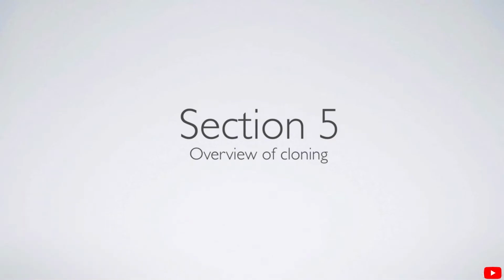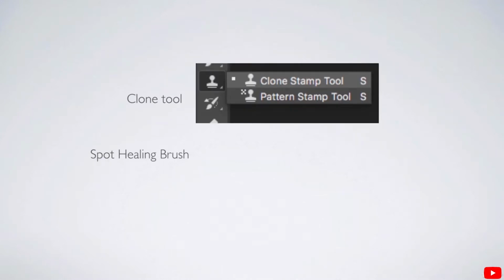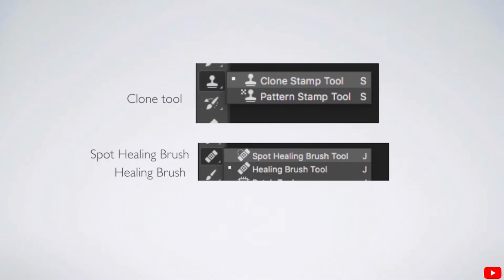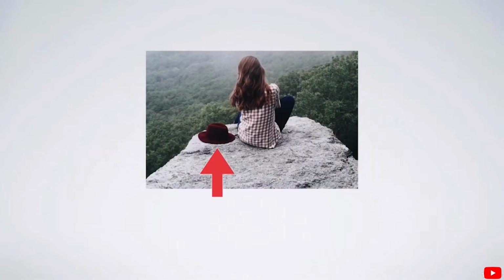Welcome back. This section is really exciting as we'll be looking at very powerful tools: cloning, spot healing brush, and the healing brush. These are tools you'll most likely use when correcting your images. In the previous sections, we talked about using the brush tool to cover an object by painting over the background. We also talked about the limitations of doing so.